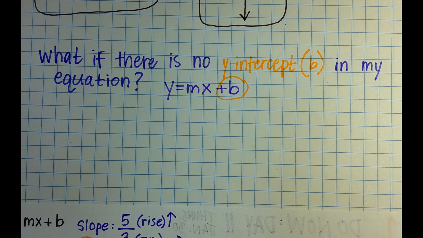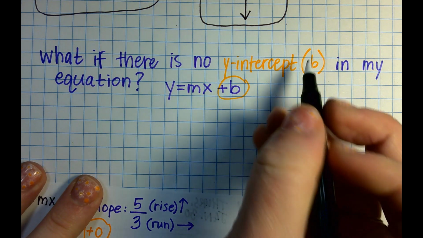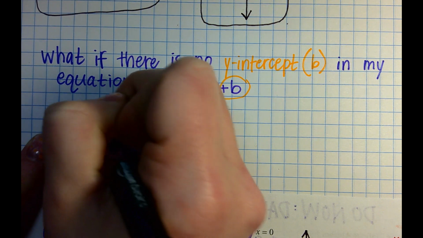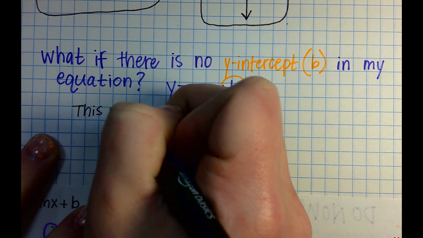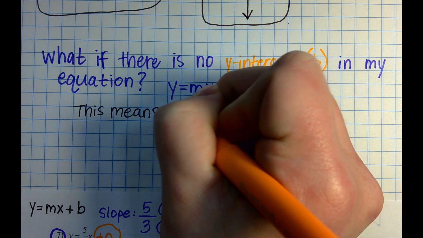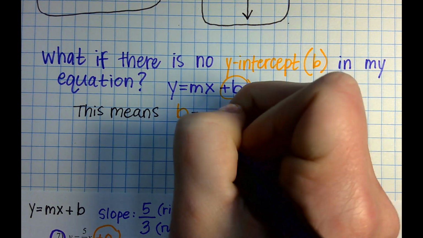So, like we just learned here, if we don't see a number, if there's not plus something, if there's not minus something, and there's a slope, all that means is b is 0. That just means that b, or your y-intercept, equals 0.